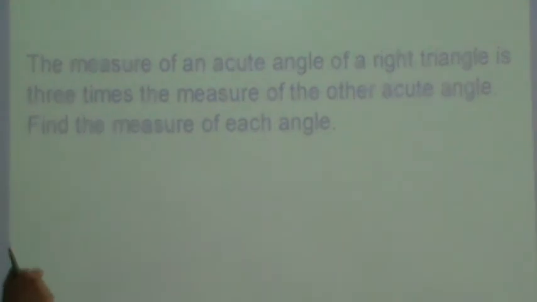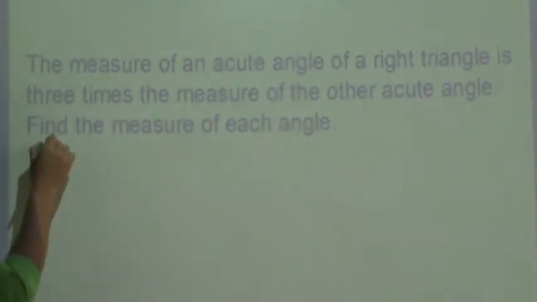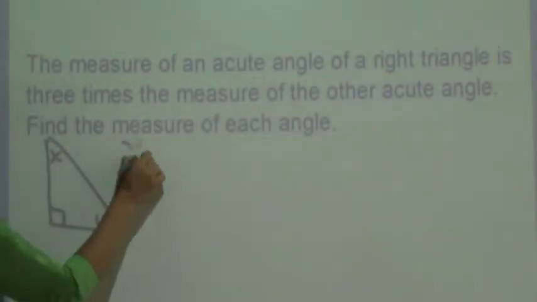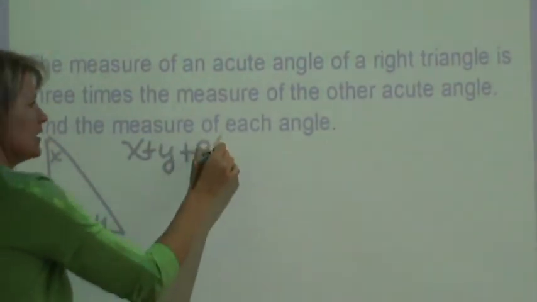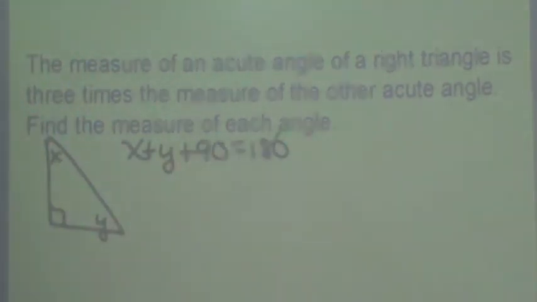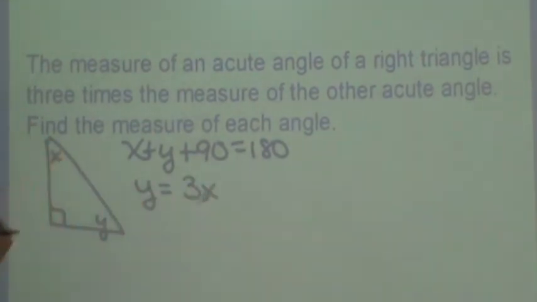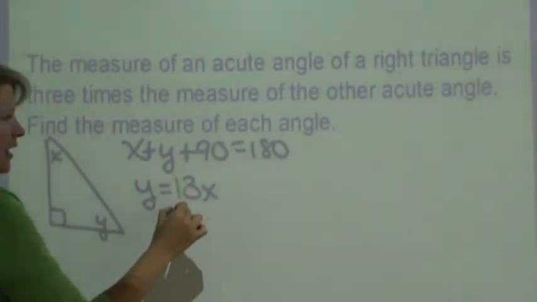All right, last one. The measure of an acute angle of a right triangle is 3 times the measure of the other acute angle. Find the measure of each angle. So we have a triangle, specifically a right triangle. Okay? So we'll call these x and y. So what we have here is x plus y plus 90 is 180. All right? And then it says that one of them is 3 times the size of the other one. All right, obviously I didn't draw this to scale, but let's say y is equal to 3 times what x is.